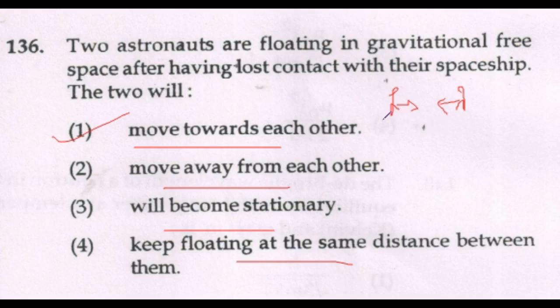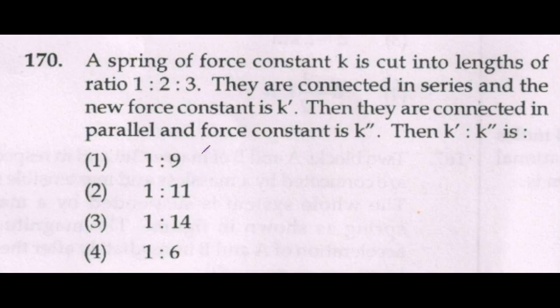And this is opposed to when they were on the surface. When they were on the surface, there was friction to oppose their motion, and there was air friction also. But in space, there is no air, there is no surface, so there is no chance of friction. So they should move towards each other. So I think 1 is the correct option. Okay. Alright, so let's move on to the next question.